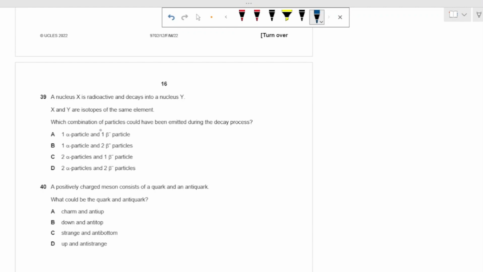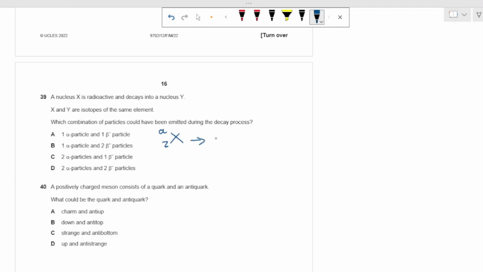Alright. So what they are saying, let us write this as a nuclide equation. X and Y are isotopes of the same element. Alright. So isotopes. What are isotopes? Isotopes are those elements that have different neutron numbers, but they have the same proton numbers. Let us assume the proton number Z. Alright. And the neutron number being A.